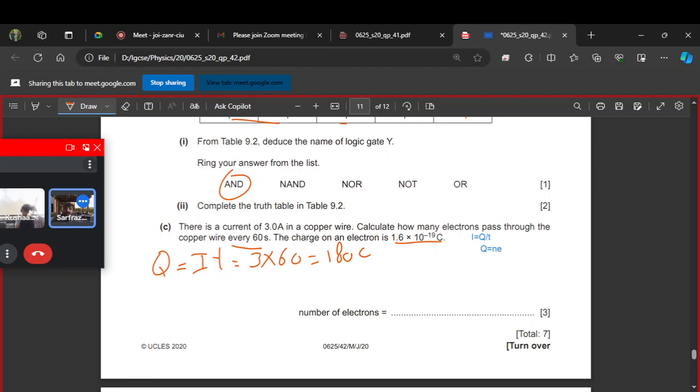So for number of charge, you will use this formula. Q is equal to Ne. What is N? N is number of electrons, and E is the charge on one electron. So for N, you will just divide Q with E. So Q over E. Q is 180. 180 divided by 1.6 times 10 raised to the power minus 19. So just divide 180 by 1.6. What does it give you?